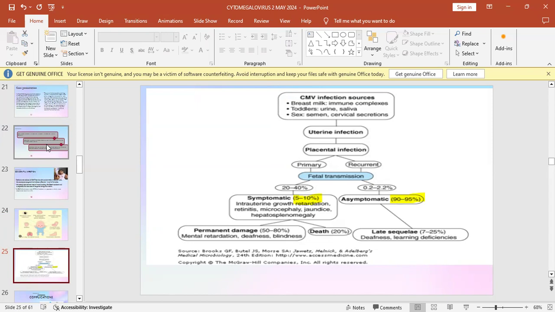In neonates, there is a uterine infection, then a placental infection. There may be primary or recurrent infections leading to fetal transmission, in 0.22 to 2.2% of cases. It causes asymptomatic infection in 90 to 95% of individuals, while with 20 to 40% transmission, it can lead to symptomatic infections in 5 to 10%, which can cause intrauterine growth retardation, retinitis, microcephaly, jaundice, hepatosplenomegaly, permanent damage to the ears or the eyes, and can lead to death in 20% of individuals.